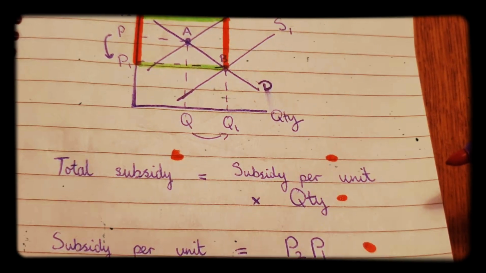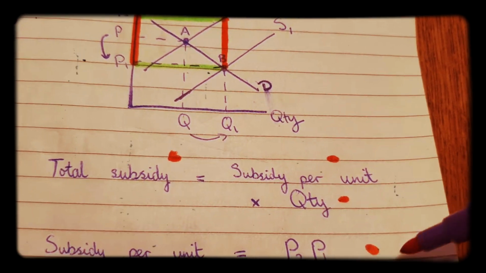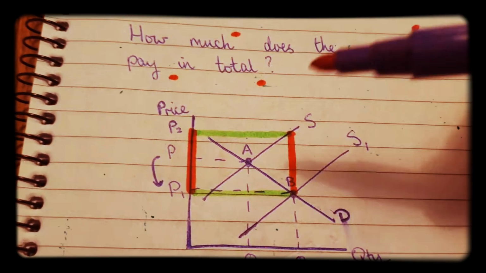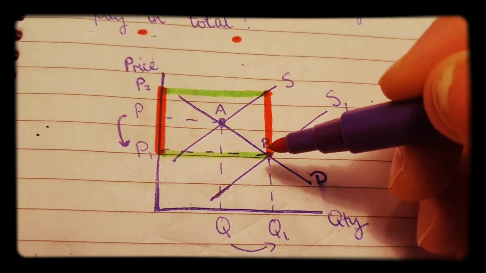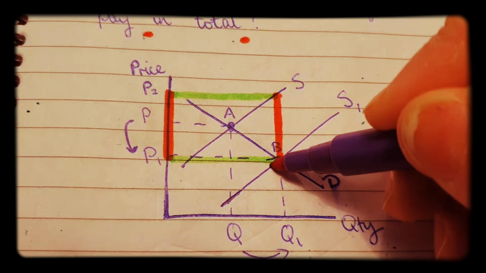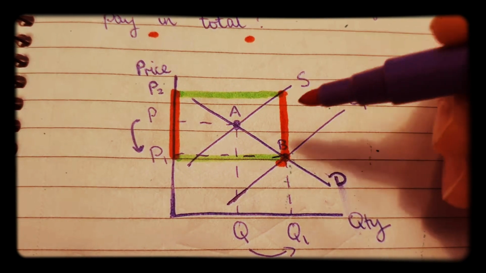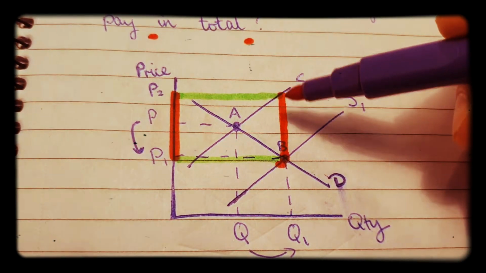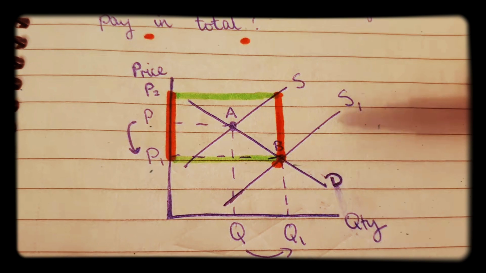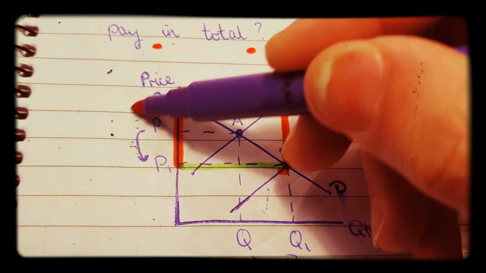So how do we work out the subsidy per unit? In this diagram, it's P2 - P1, as I've shown here with the red line. Go to your new equilibrium position, the point B, and draw a line up until it hits the old supply curve, and that's going to be the subsidy per unit, as shown here and here.